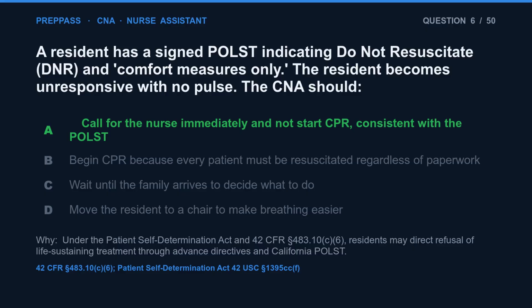The correct answer is A. Under the Patient Self-Determination Act and 42 CFR Section 483.10(c)(6), residents may direct refusal of life-sustaining treatment through advance directives and California POLST.